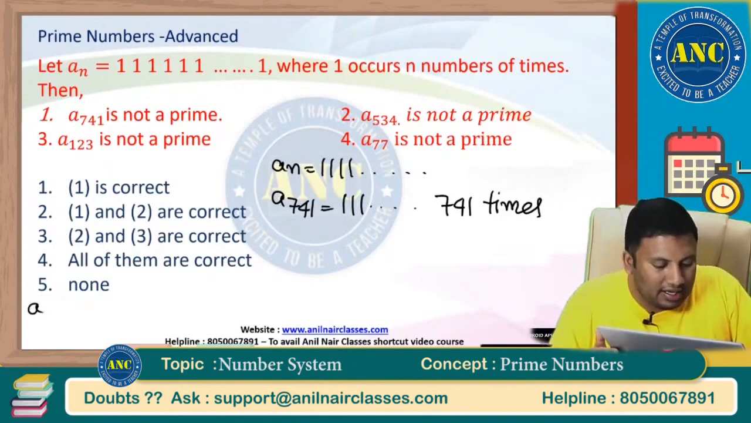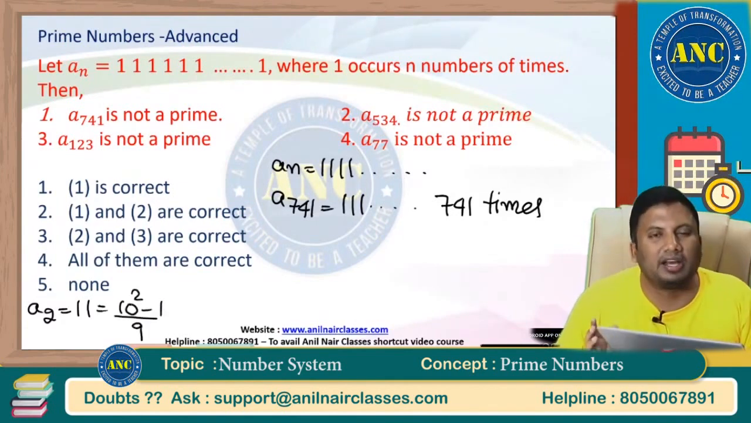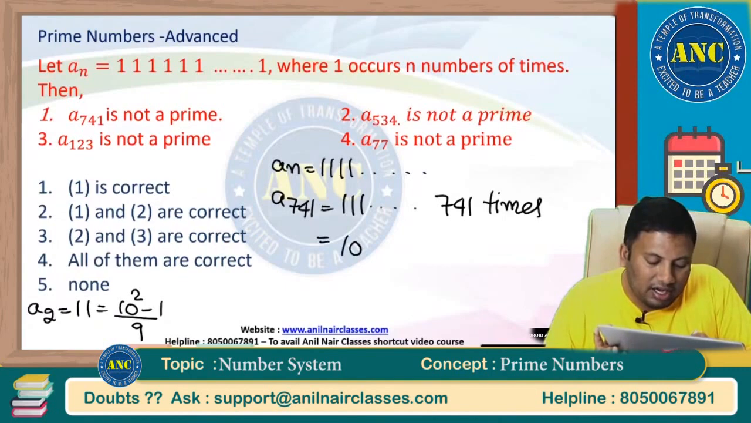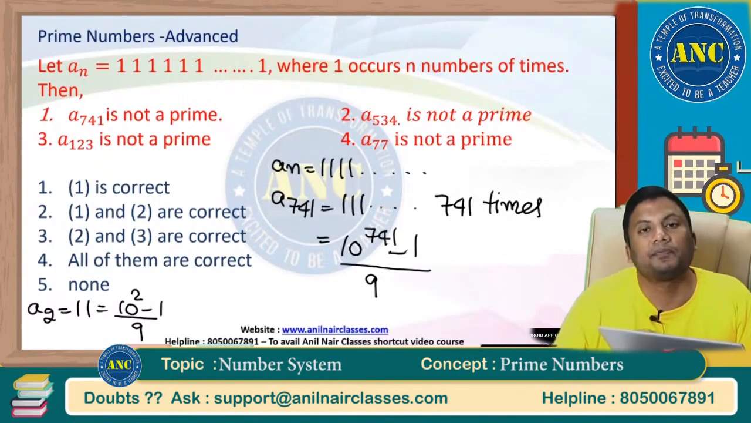Suppose A2: it is 1 written 2 times, which is 99 by 9. If it is 741, it is 10 power 741 minus 1 divided by 9. Are you all with me? 10 power 741 minus 1.